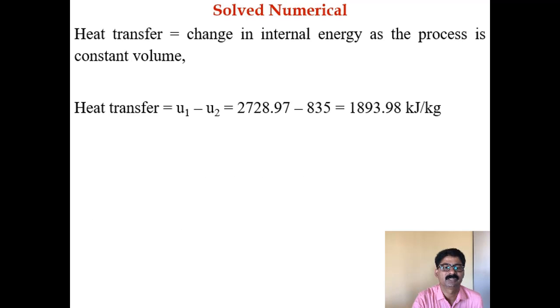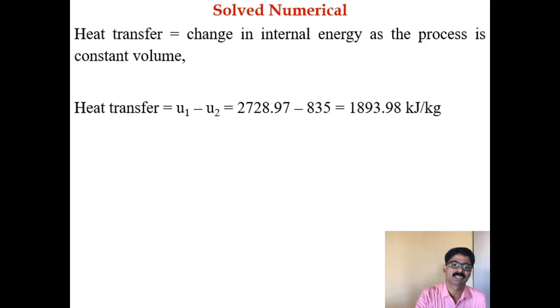Okay, so heat transfer is nothing but the change in internal energy as the process is constant volume, that is nothing but U1 minus U2, because it's cooling. So that is why it is U1 minus U2, because the initial internal energy will be more and the final internal energy will be less, because cooling means heat is removed. So heat is removed means internal energy decreases. So it decreases by an amount of 1893.98 kilojoules per kg, which is nothing but the heat removed or heat transfer. Heat transfer in the sense it is heat removed from the steam.